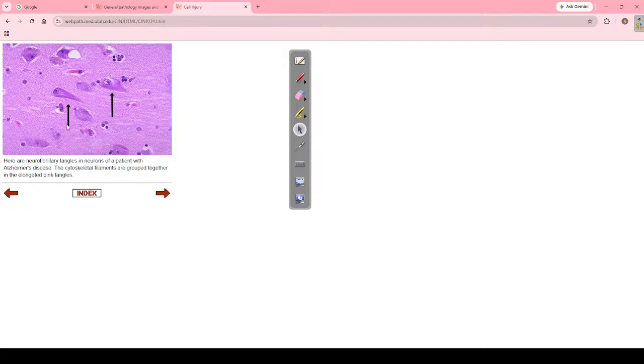Then we have neurofibrillary tangles in neurons of a patient with Alzheimer's disease. Cytoskeletal filaments are grouped together in elongated pink tangles.